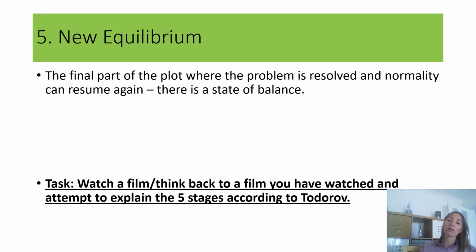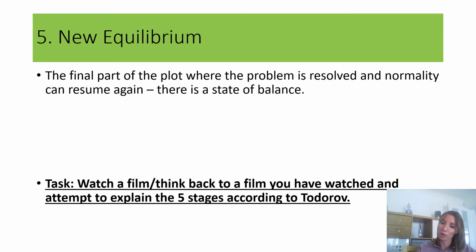So what I would like you to do then, you don't have to do that today, but at some point before we come back to school, is watch a film or think back to a film that you have watched and try to explain the 5 stages of this theory. So if I'm thinking about Shrek, for example, your equilibrium at the beginning, he lives in this swamp. He's got no worries, got no friends, but he's happy, he's content. Then the disruption happens and the fairy tale creatures appear because they've been kicked out by the Lord.